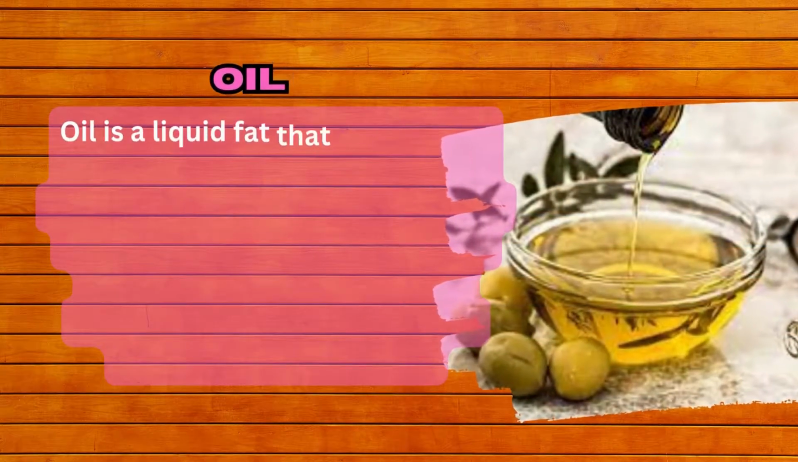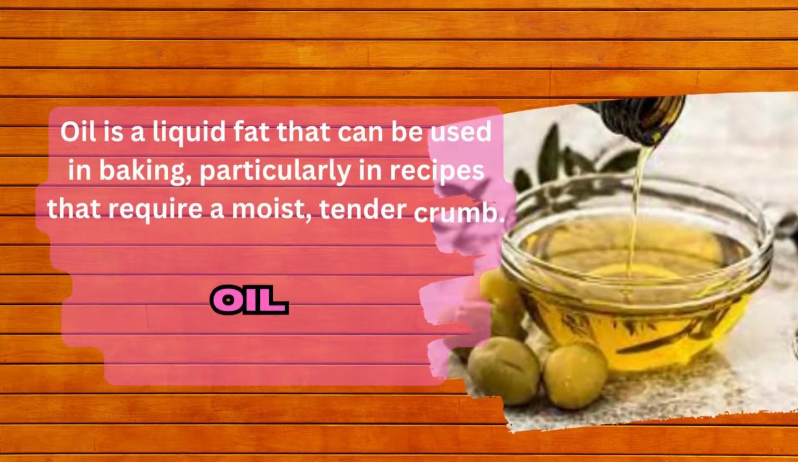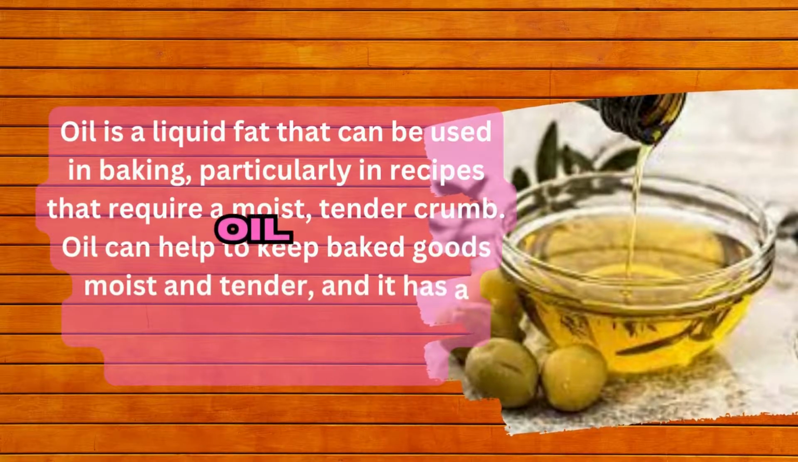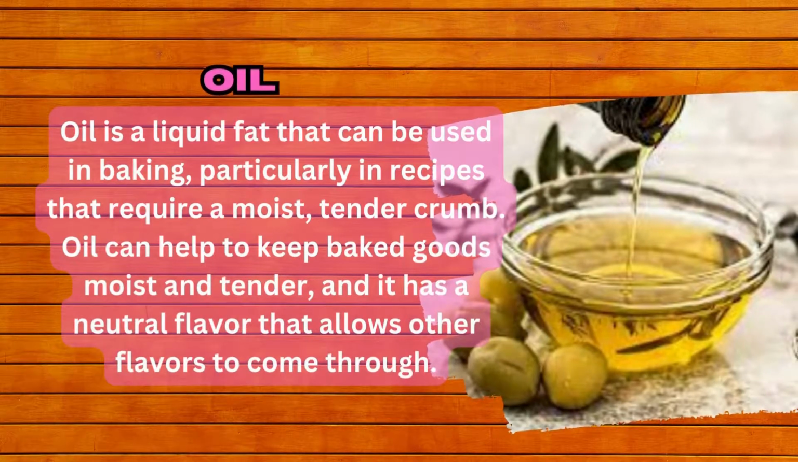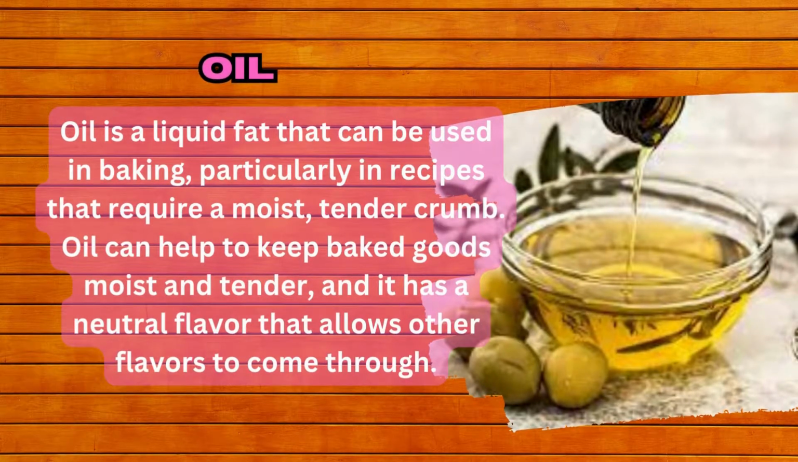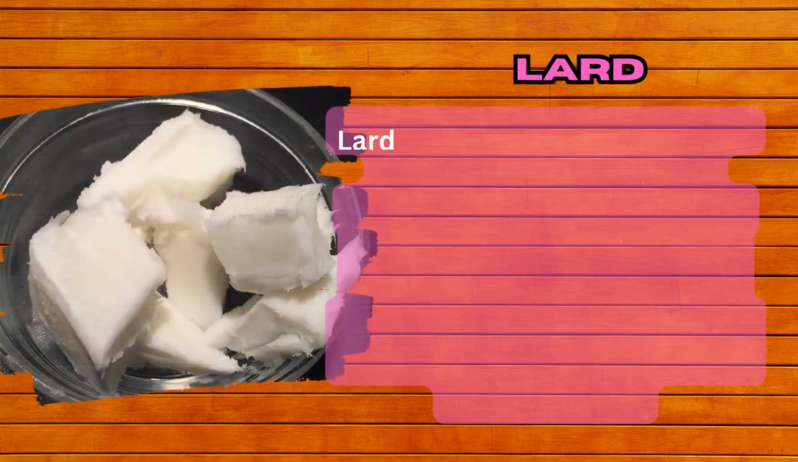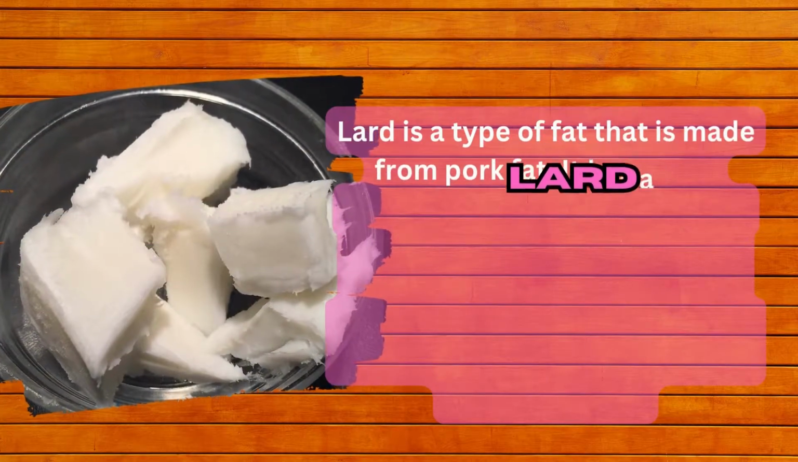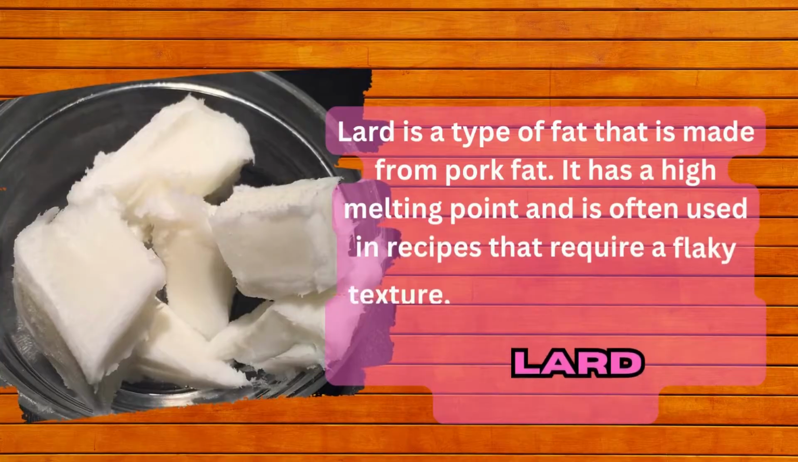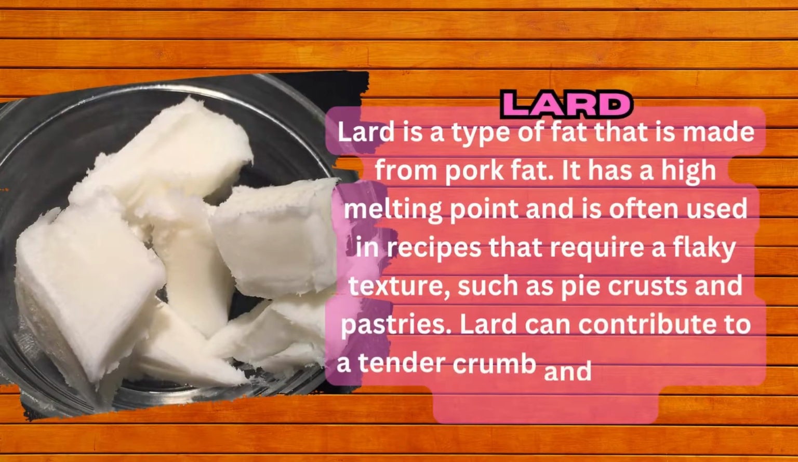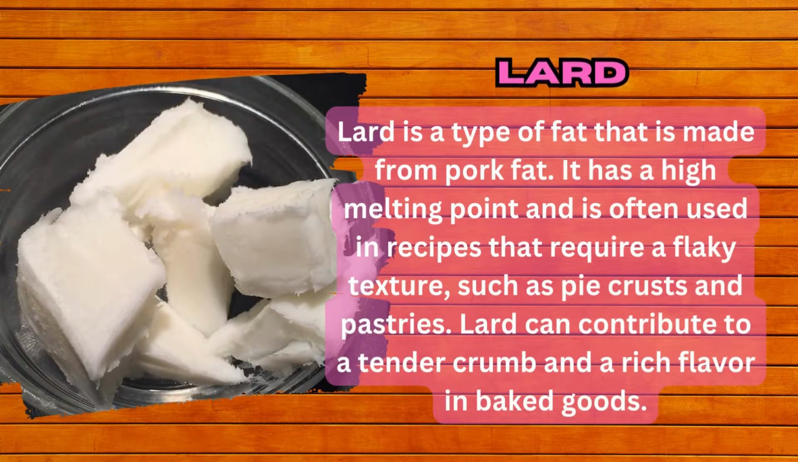C. Oil. Oil is a liquid fat that can be used in baking, particularly in recipes that require a moist, tender crumb. Oil can help to keep baked goods moist and tender, and it has a neutral flavor that allows other flavors to come through. D. Lard. Lard is a type of fat that is made from pork fat. It has a high melting point and is often used in recipes that require a flaky texture, such as pie crusts and pastries. Lard can contribute to a tender crumb and a rich flavor in baked goods.